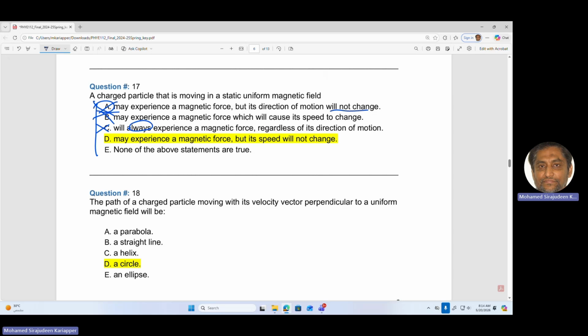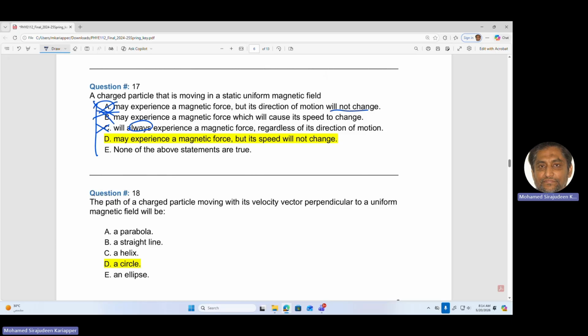Yes, it will change if the velocity has a perpendicular component to the magnetic field. But sometimes the velocity may be in the same direction as the magnetic field. If it is in the same direction as the magnetic field, it will not change.